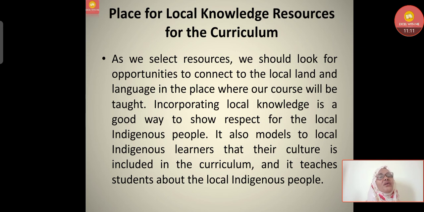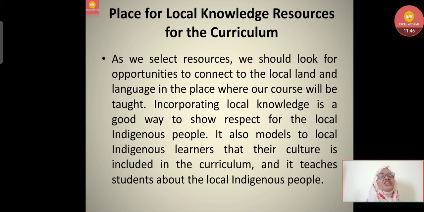Place for local knowledge resources for the curriculum. Now this is the second topic of the main topic, teacher as curriculum developer, localization of curriculum, how local things should be added to the curriculum, and the role of the teacher in curriculum development we understood. Now place for local knowledge resources for the curriculum, let's understand. As we select resources, we should look for opportunities to connect to the local land and language in the place where our course will be taught.